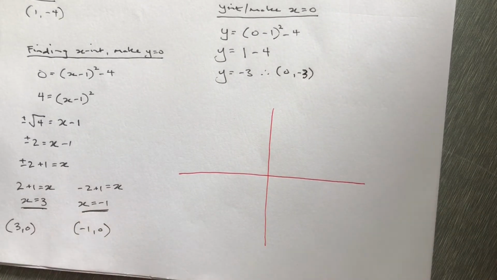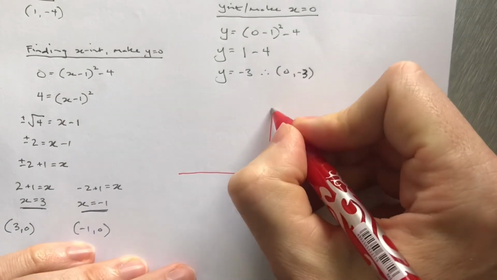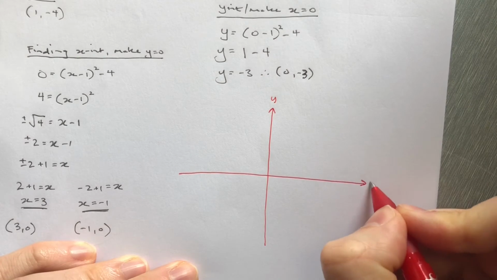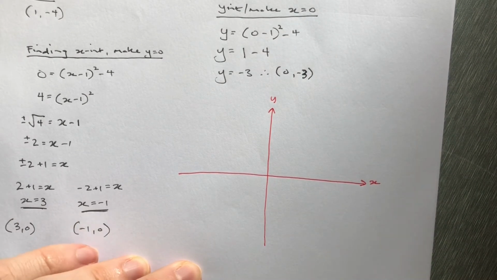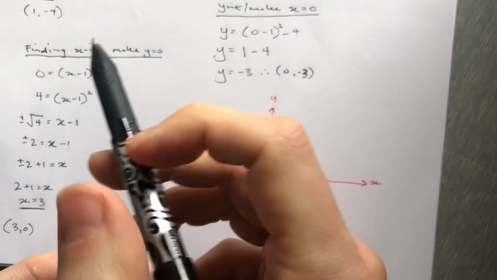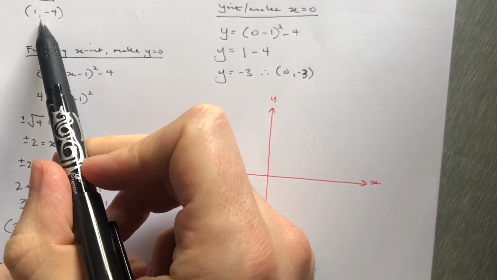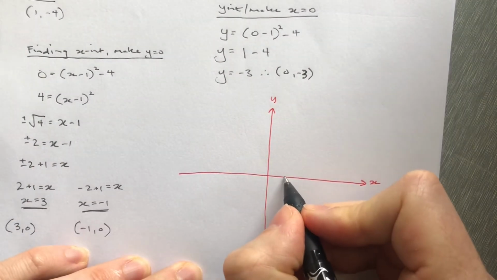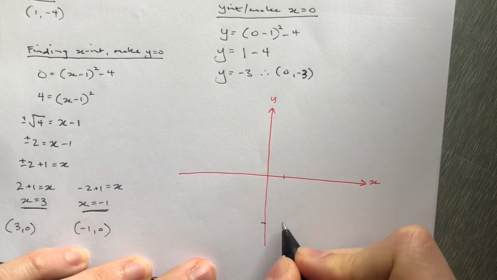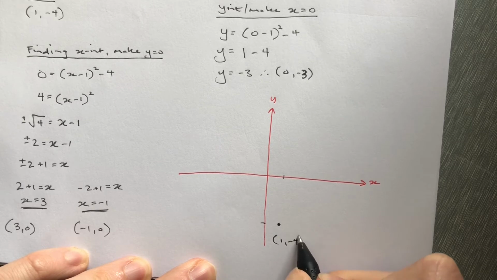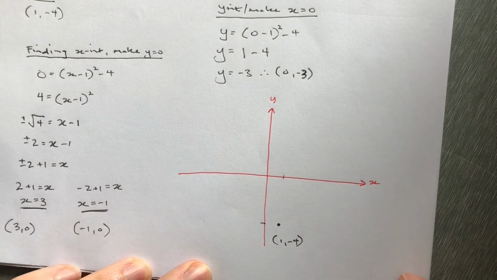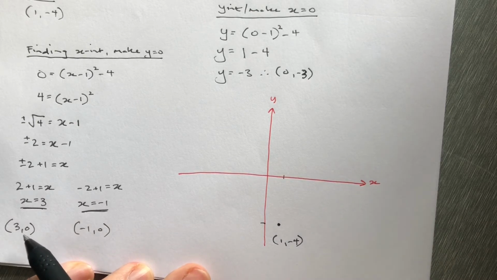So all I'm going to do is show all of these key points. I need to label my axis though, so that's a y-axis and that's the x-axis. Alright. Now the turning point was at 1 and minus 4. So let's just say 1 and minus 4 can be down here. And I'm going to show my coordinate, 1 and minus 4. There we go. Now the next things I'll show are my x-intercepts.